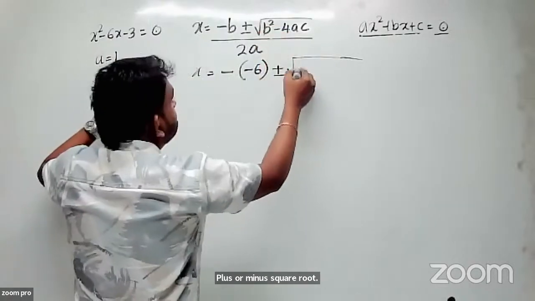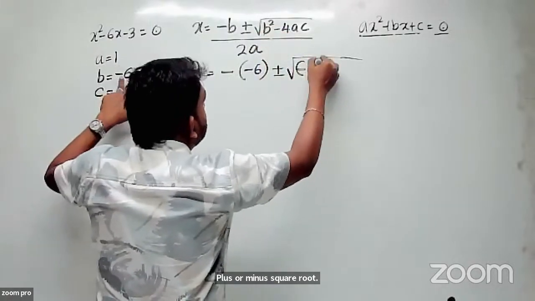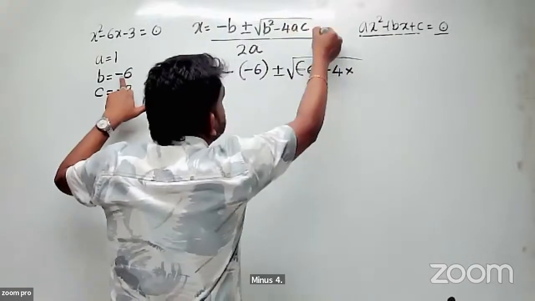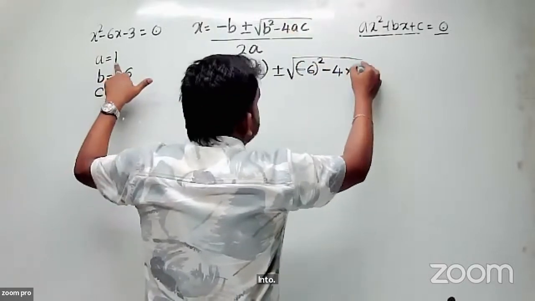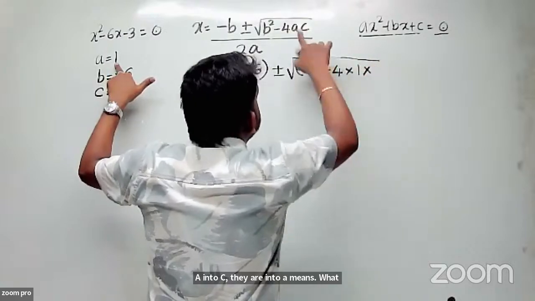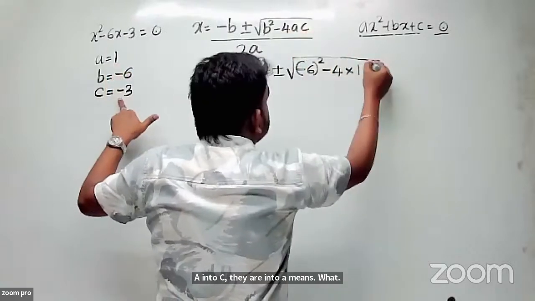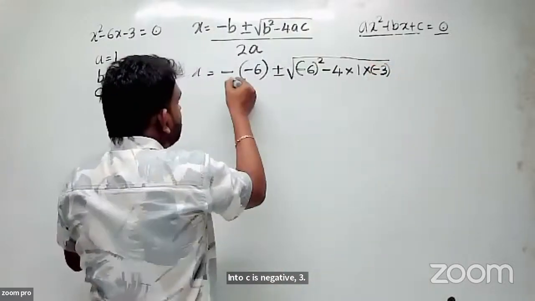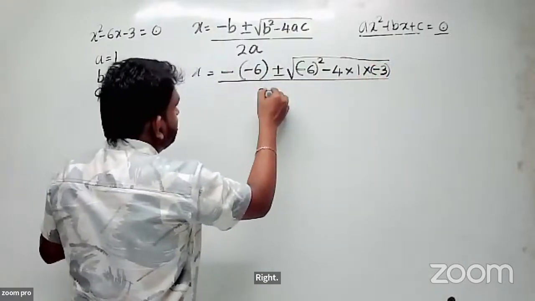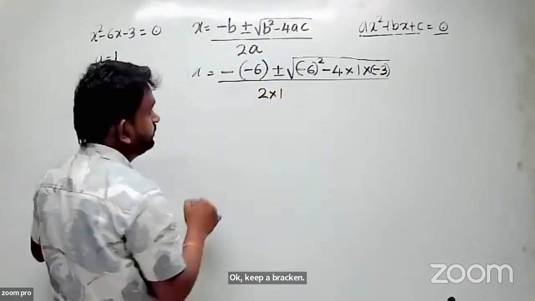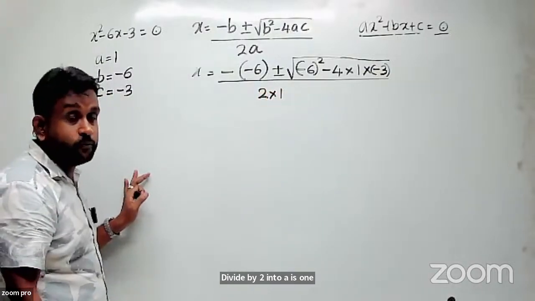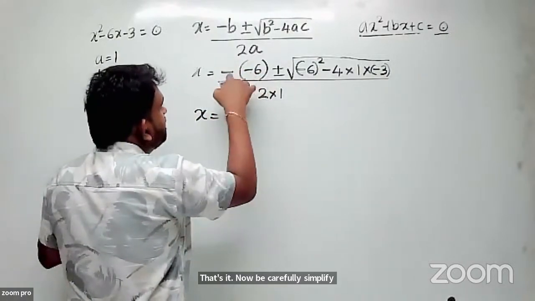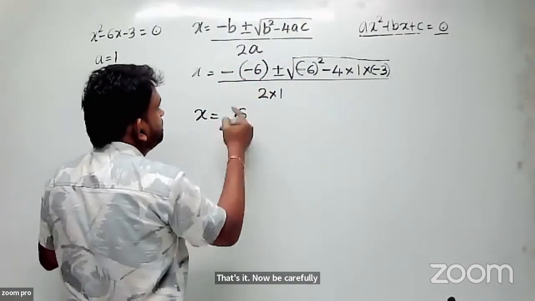For b you substitute -6 squared minus 4 into a into c, c is -3, right? Okay, keep a bracket, divide by 2 into a, which is 1. That's it. Now simplify carefully. X equals negative multiplication, then it becomes +6.